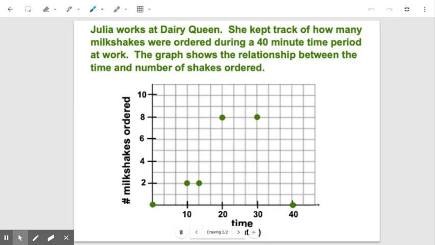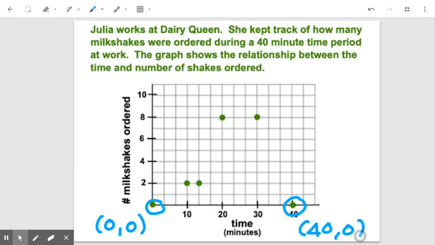This point right here is the point (0, 0). It's one of the x-intercepts. It's also one of the minimums of the graph, along with this one. It's (40, 0). Those 2 points, if you remember, x is our time in minutes and y is our number of milkshakes ordered, both represent that at 0 minutes and also at 40 minutes, so the beginning and the end of the time period she was recording, nobody ordered milkshakes.